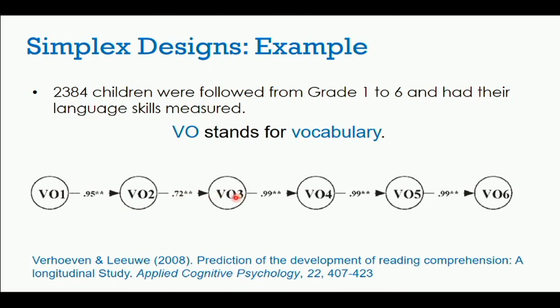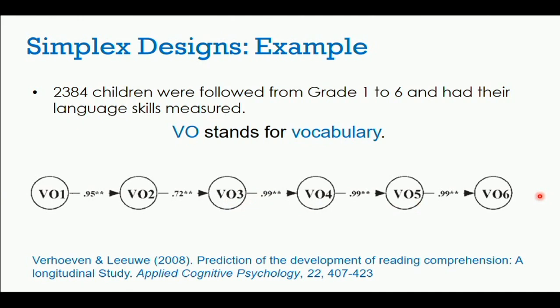And then from grades 3 to 4, 4 to 5, 5 to 6, you've got as close to 0.99, close to 1 rather, as you can get, almost a perfect correlation. So this indicates what? What would we say about our vocabulary from grades 3 to 6? Stable.